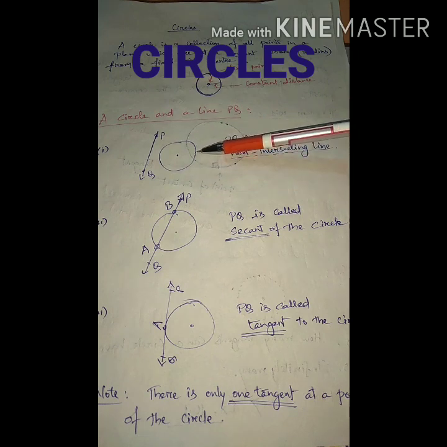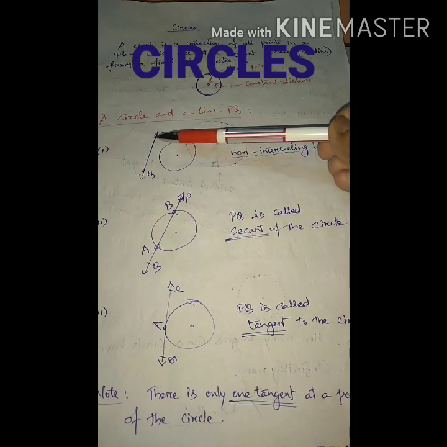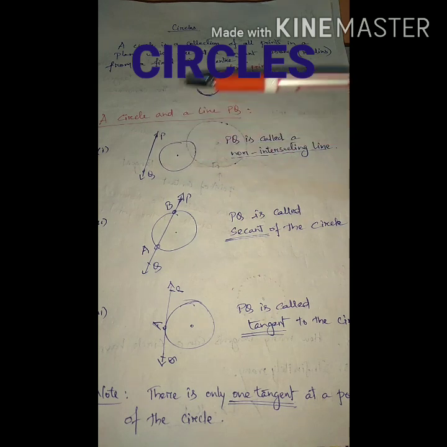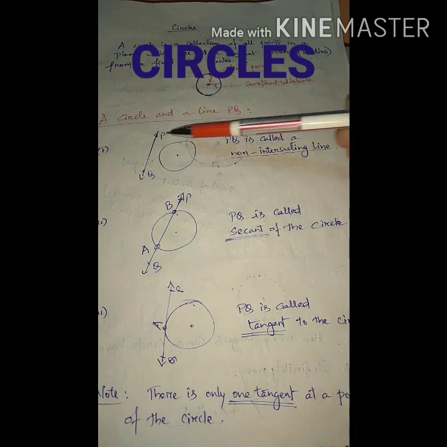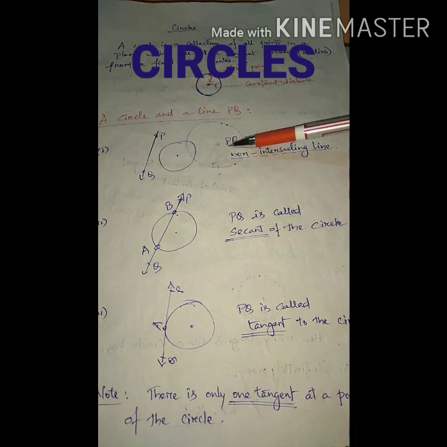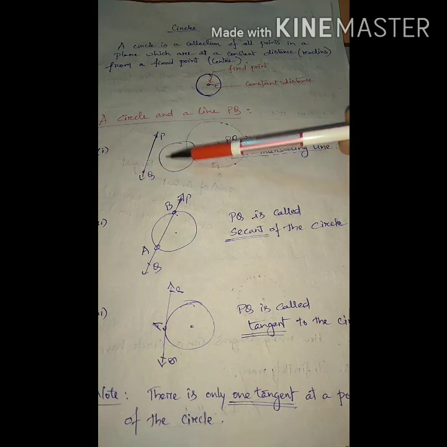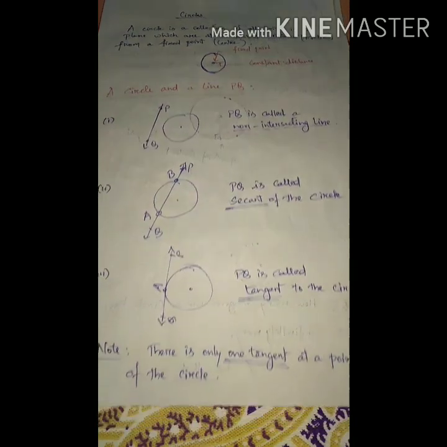With respect to this circle, suppose we draw a line PQ outside the circle. Here the circle is this one, and the center is this. So what is the name of this line? This PQ is called a non-intersecting line. That means this line does not intersect this circle. Is it clear? From the diagram it is very clear that this line does not intersect this circle. So next we move to the second one.